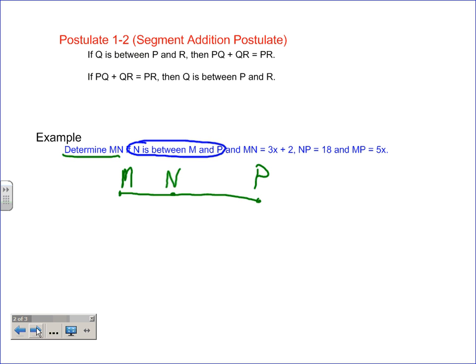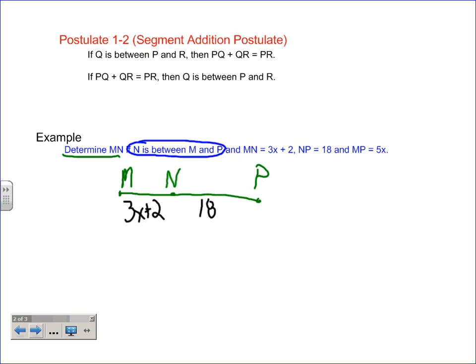Now let's put Mn in the picture. Here's Mn. Remember, that means distance because there's nothing above it. So it's 3x plus 2. Right? Notice how I put it right under Mn there? Or you can put it on top. Either way, it doesn't matter. NP is 18. Okay? N to P is 18, right?